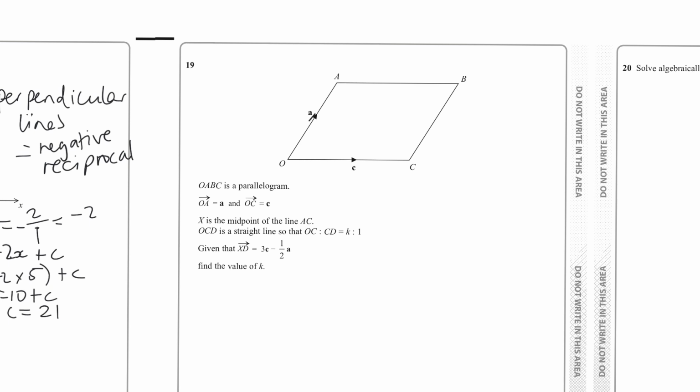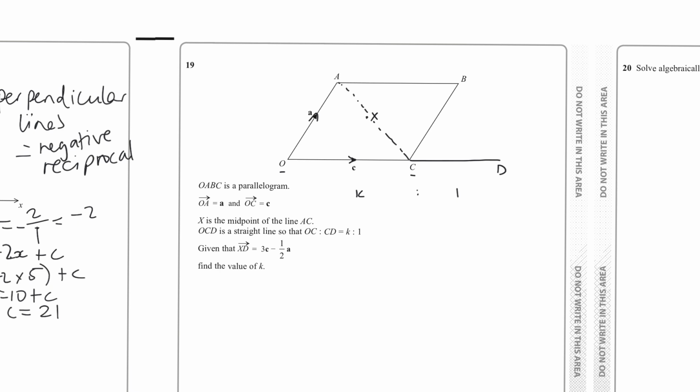And then it says going from O to C is just C. So anyways, it says that we have X, which is the midpoint of line AC. So line AC is there. So the midpoint would be here, X, because this would be our line AC. Again, imagine if that's a straight line. And then it says OCD is a straight line. So because we can see that OC is going in that direction and it's a straight line, we can imagine D would be something about there. Then it says that the ratio of O to C from C to D is K to 1.